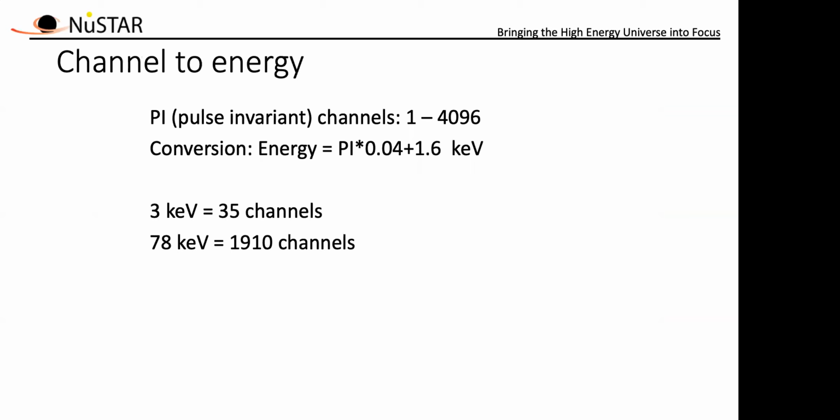So then another useful thing to know about NuSTAR and keep in mind is the conversion between pulse invariant channels, because sometimes you will have to input into the pipeline these numbers in pulse invariant channels as opposed to being energy. So this just shows you how you convert from the PI channel into energy. And so 3 keV corresponds to channel 35, and 78 keV to channel 1910.